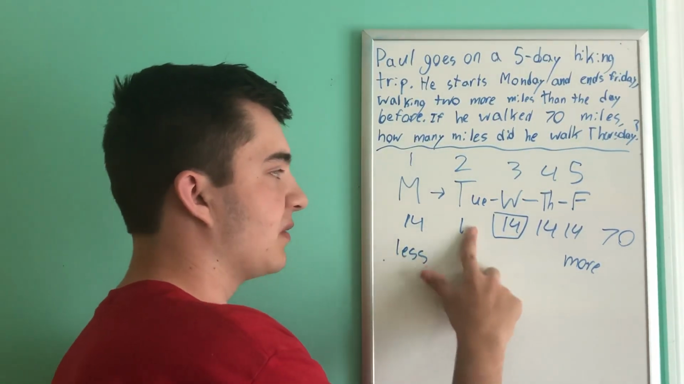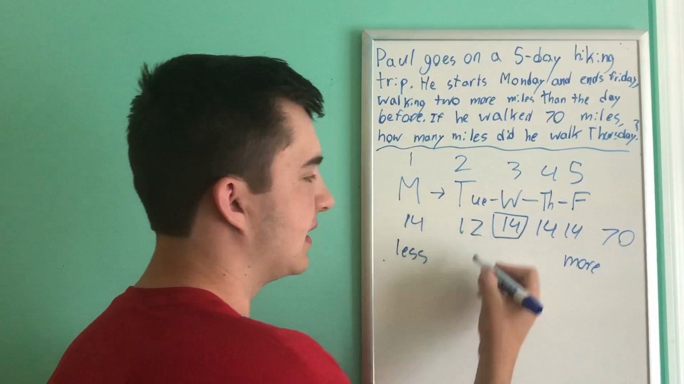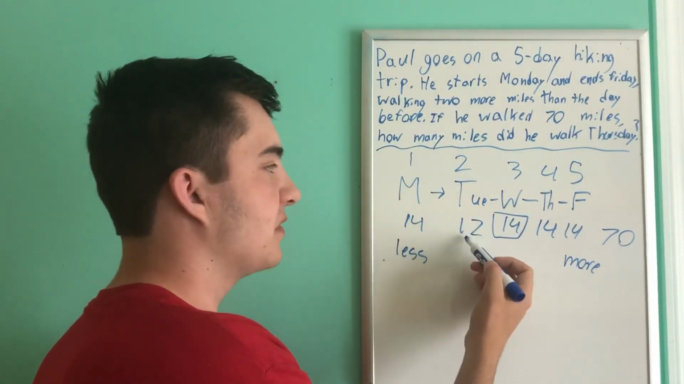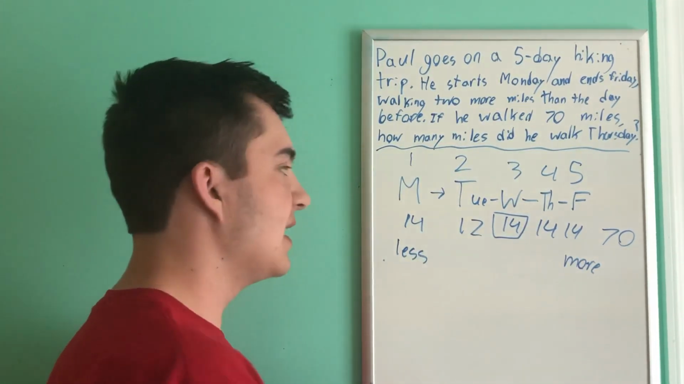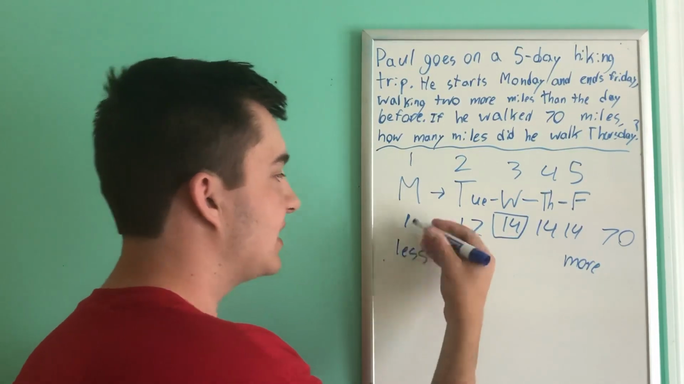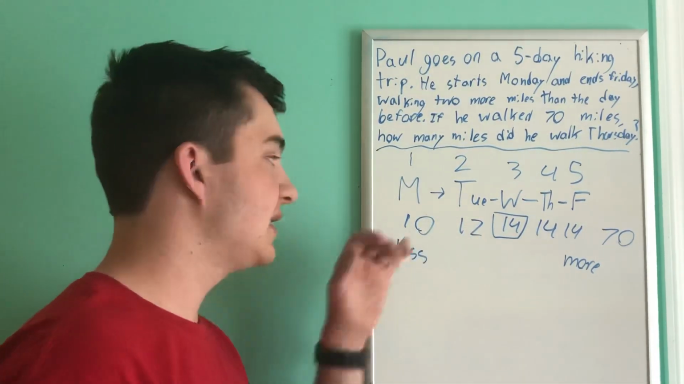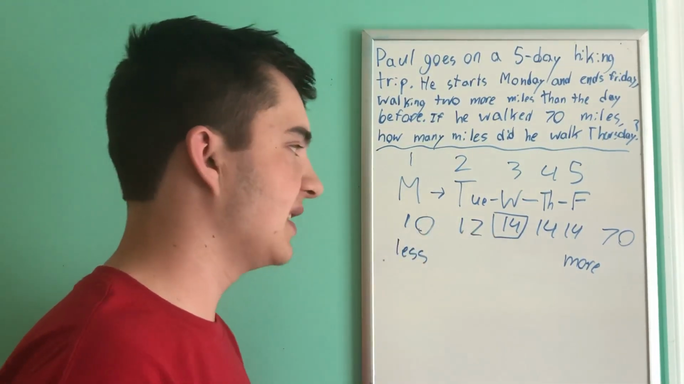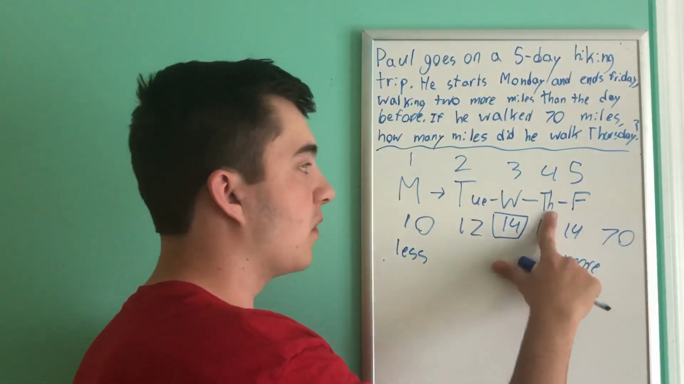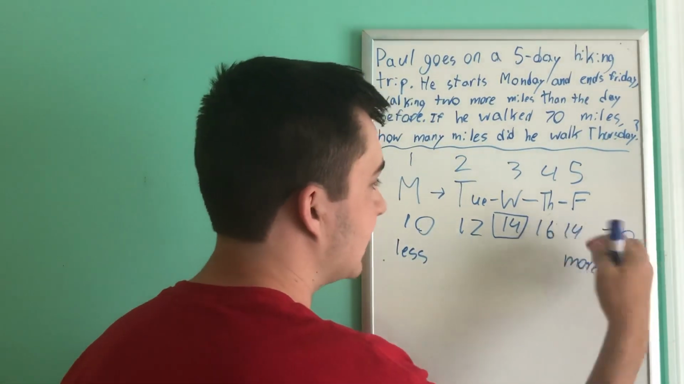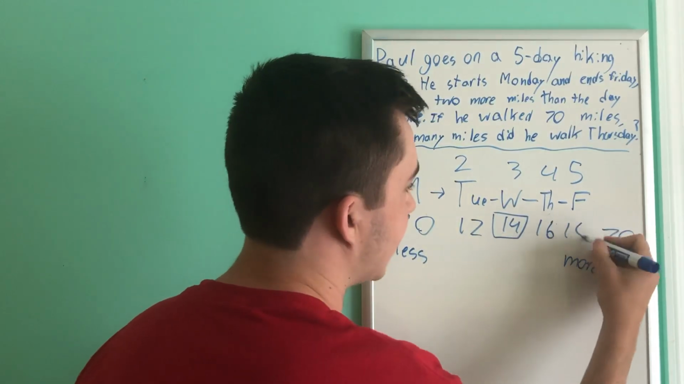So 2 less here will be 12, because we have to go 2 more every day. So if he goes 12 Tuesday, he goes 14 Wednesday. And if he goes 12 Tuesday, he goes 10 on Monday. 10 plus 2 is 12, 12 plus 2 is 14. Now we have to go more. 14 plus 2 is 16. 16 plus 2 is 18.